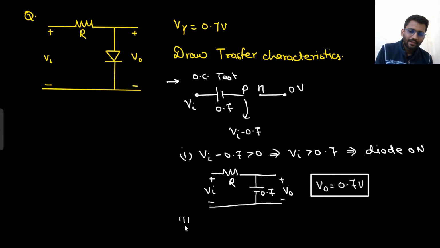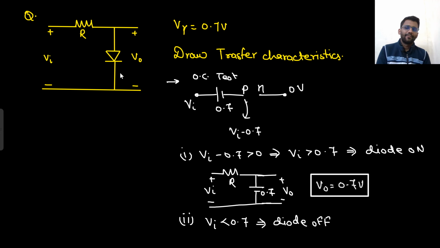And secondly, if V in is less than 0.7, what will happen? Diode will be off, that means it will be open circuited. And if it is open circuited, that means complete V in will be going to V out. So V out will be equals to V in.